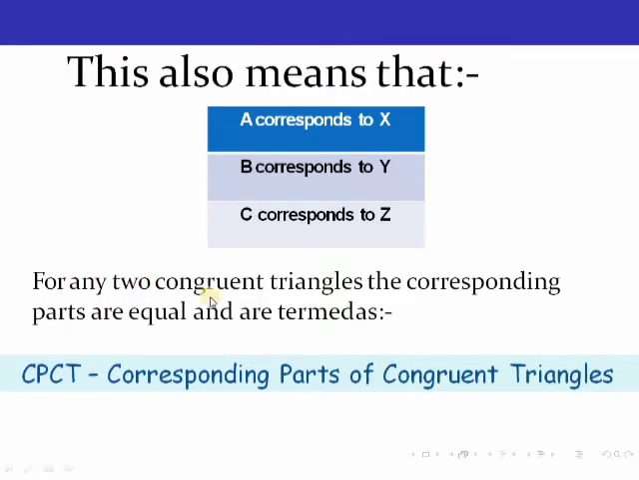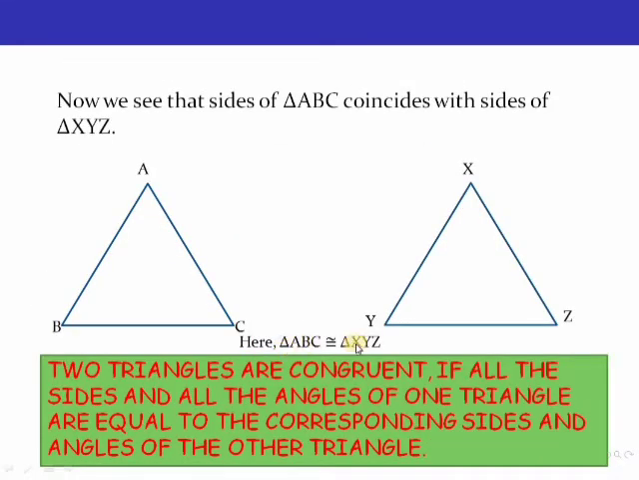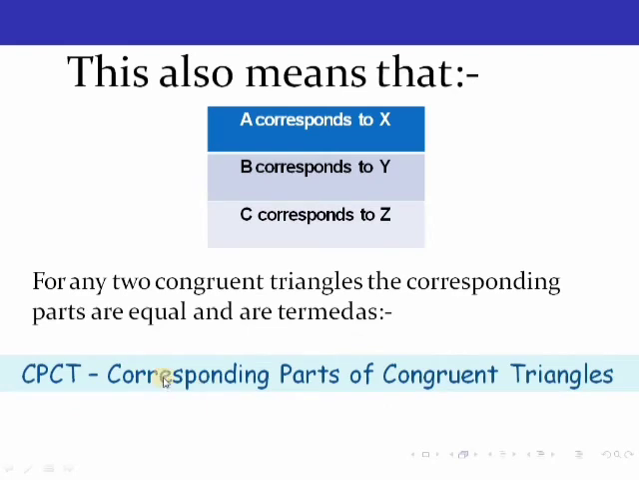Now for any two congruent triangles, the corresponding parts are equal, and this is termed as CPCT. CPCT stands for corresponding parts of congruent triangles. For example, if you have triangle ABC congruent to triangle XYZ, we say that AB is equal to XY. Why? Because the corresponding part of AB is XY. So if triangle ABC congruent to triangle XYZ is given to you, then you can say that by CPCT, corresponding parts of congruent triangles, AB must be equal to XY. That's the meaning of CPCT. Very important while proving the sums, or while doing the sums.